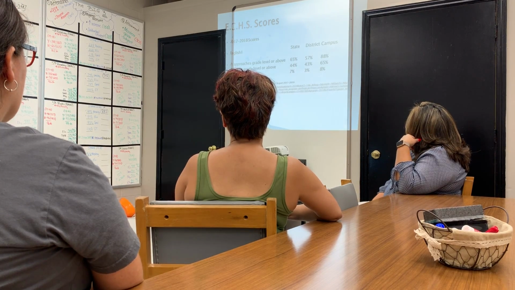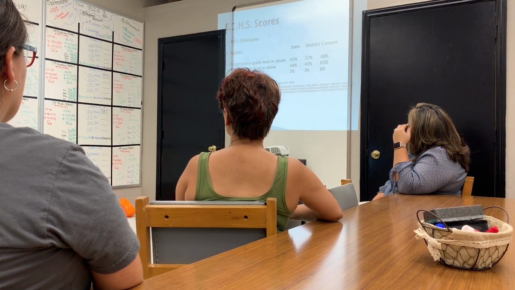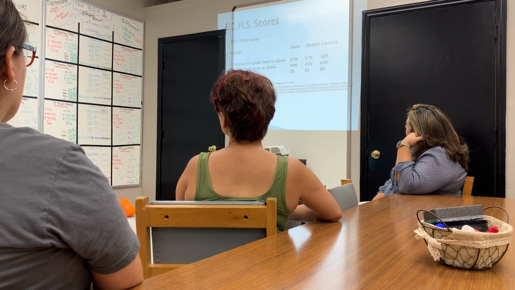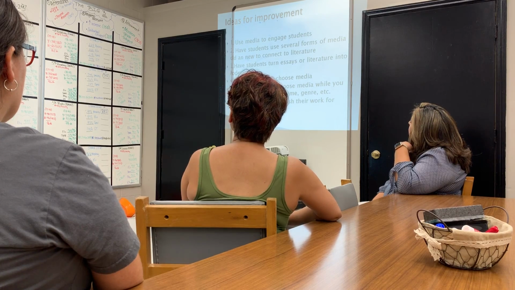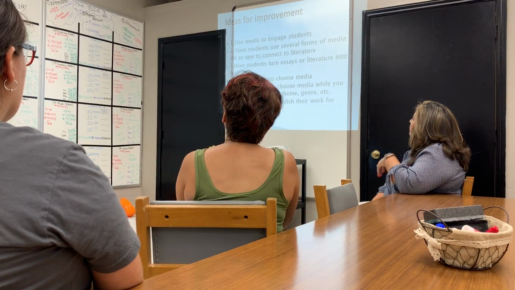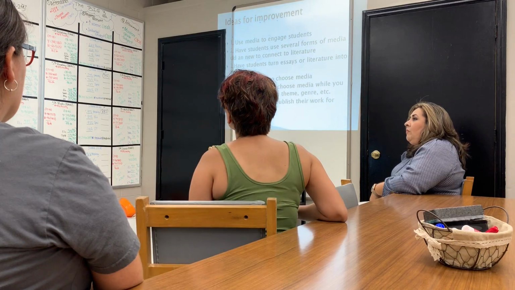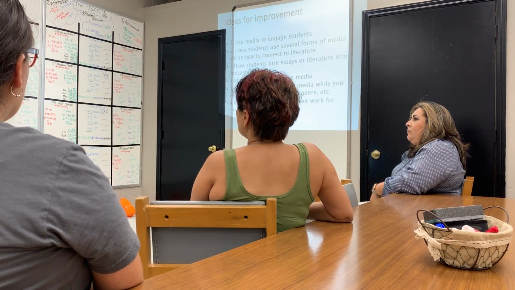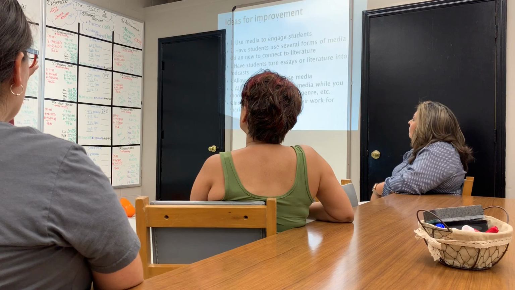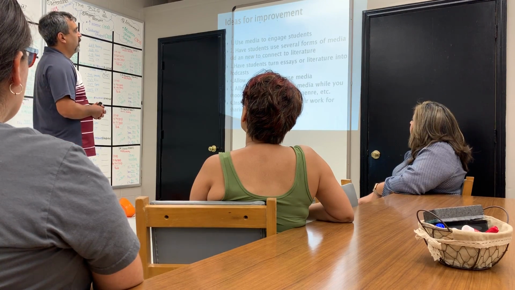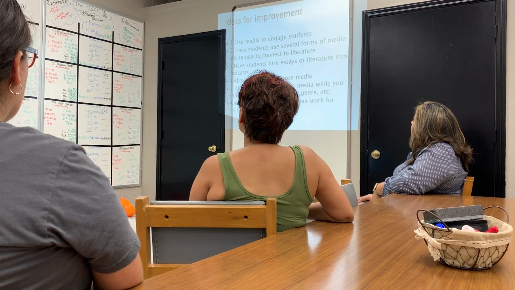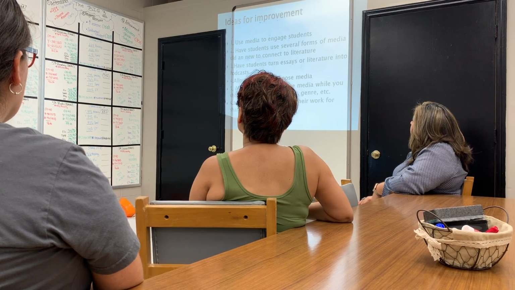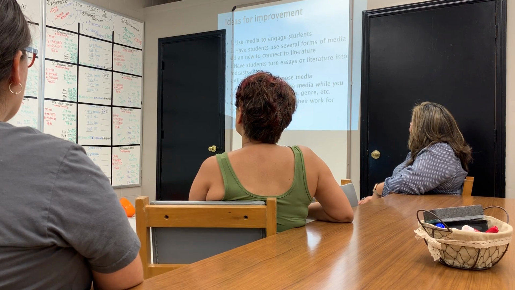The next step is to describe what steps we can take to improve those test scores. Okay, these are the ideas for improvement. We're going to use the media to engage students. Nowadays, they all have online accounts and phones and iPads, so we're going to use anything they use to communicate, to keep their engagement. We're going to have the students use several forms of media, old and new, posters, drawings, connected to literature.